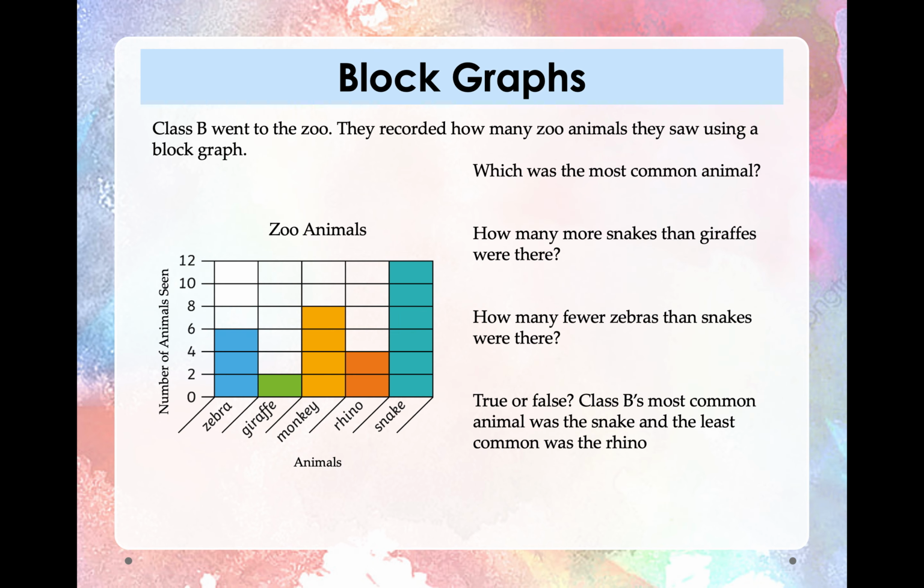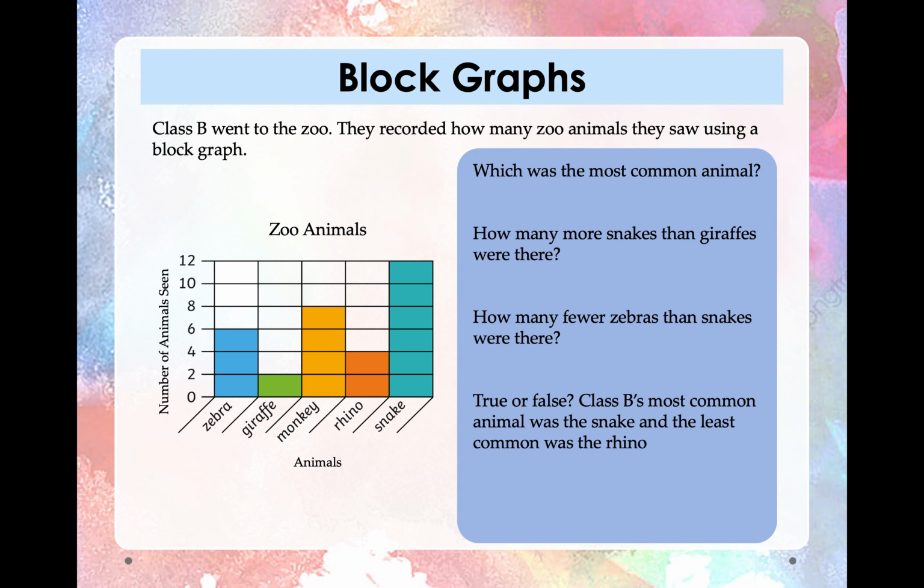Let us look at the next block graph. Class B went to the zoo. They recorded how many zoo animals they saw using a block graph. So they saw zebras, giraffes, monkeys, rhino, and snake. Which was the most common animal that they saw? If you've guessed the snake, well done, excellent. How many more snakes were there than giraffes?